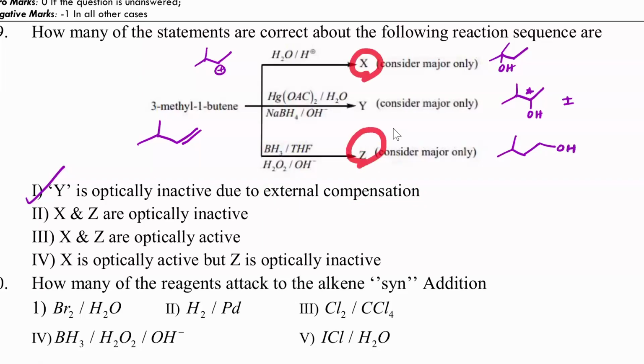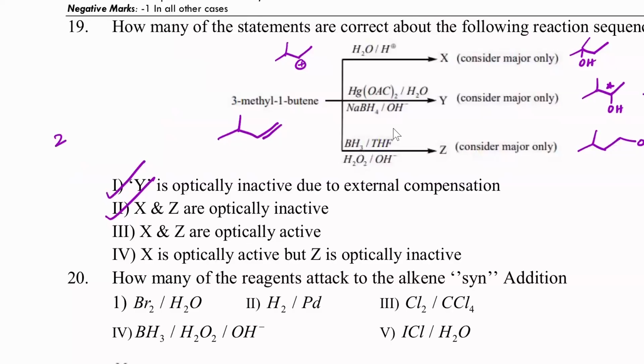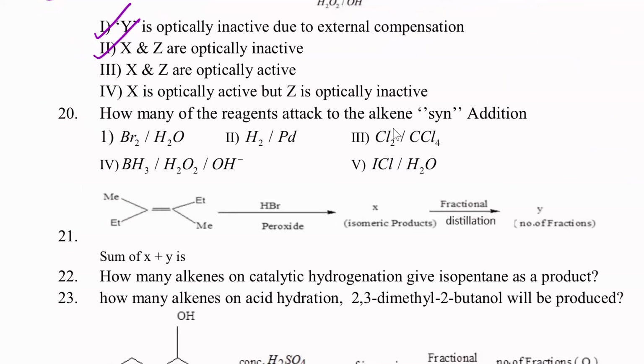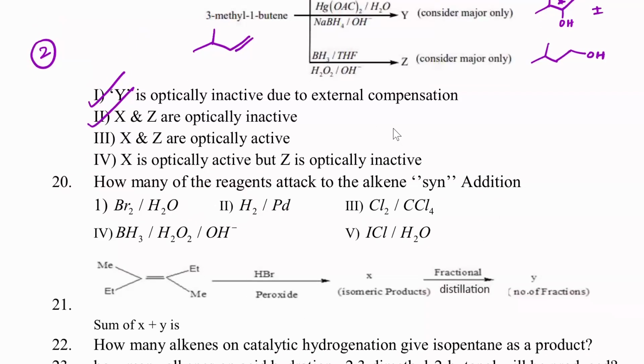X and Z are optically inactive. Consider major product in this case. So major product is this one, and consider major product in this one. So these two are optically inactive. That is also true. There is no chiral center on it. X and Z are optically active. So that is incorrect. X is optically active, but Z is optically inactive. So that is also incorrect. So only 1 and 2. Okay. So how many statements correct? Two statements are correct.